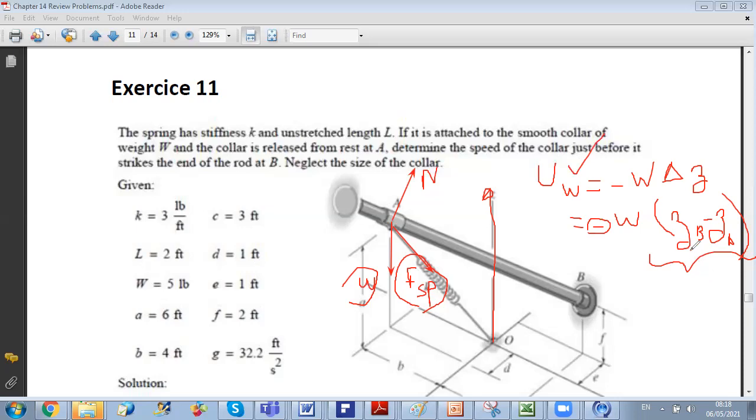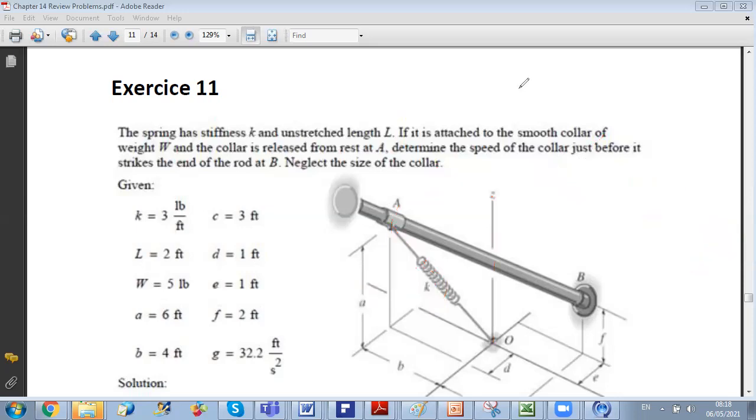All we need is to determine the elevation at A and at B. So if we look at the figure here, let us clear. From the figure, Z of A is equal to A, which is 6, and Z of B is equal to F, which is 2. So delta Z is minus 4.